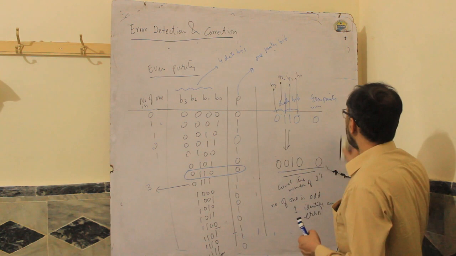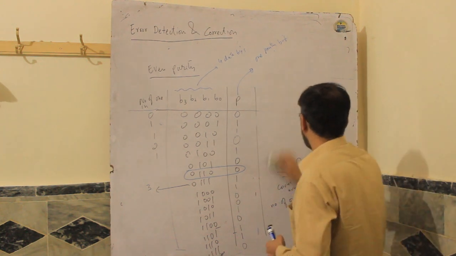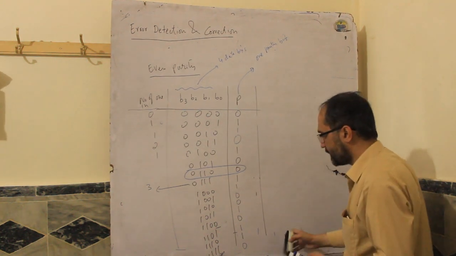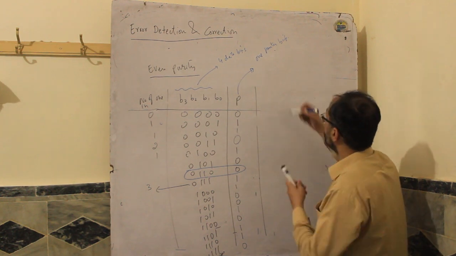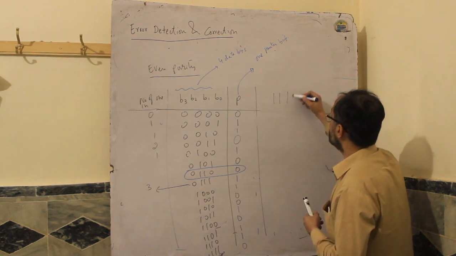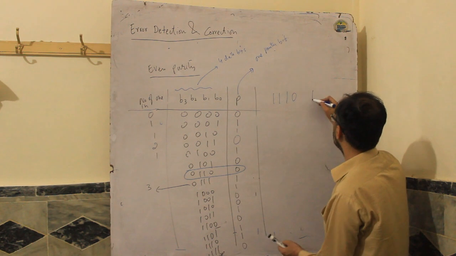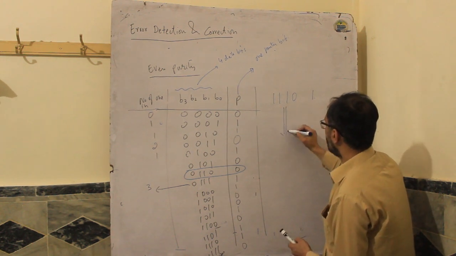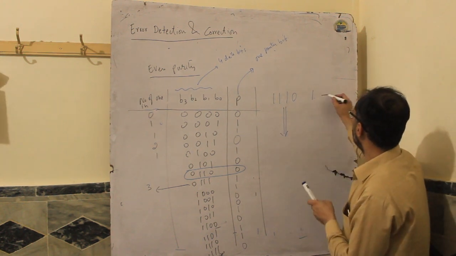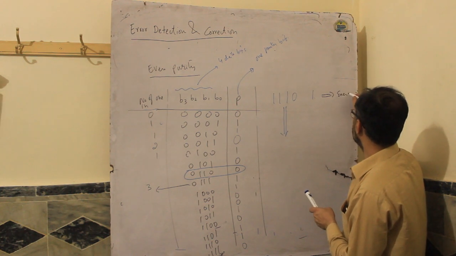Now let's take another example. Let's assume that the transmitter transmits this data: 1110 and 1. This is sent by the transmitter. So the total number of ones is even, that is 4.